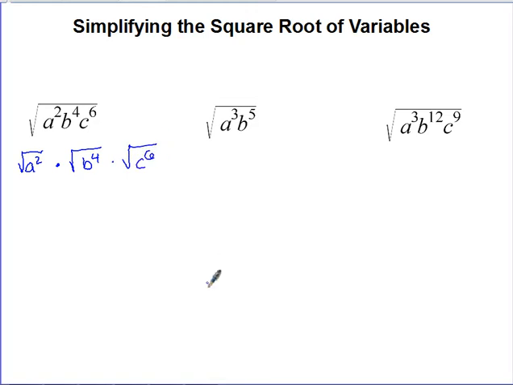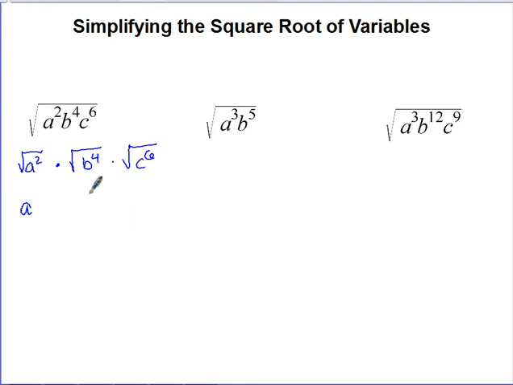And I'm going to show you a couple different ways that you can think about what we're doing here. The first way is just like you do with numbers: what's the square root of a squared? Well, it's something times itself that would be equal to a squared. That would have to be a. A times a would give me a squared, so the square root of a squared is a.